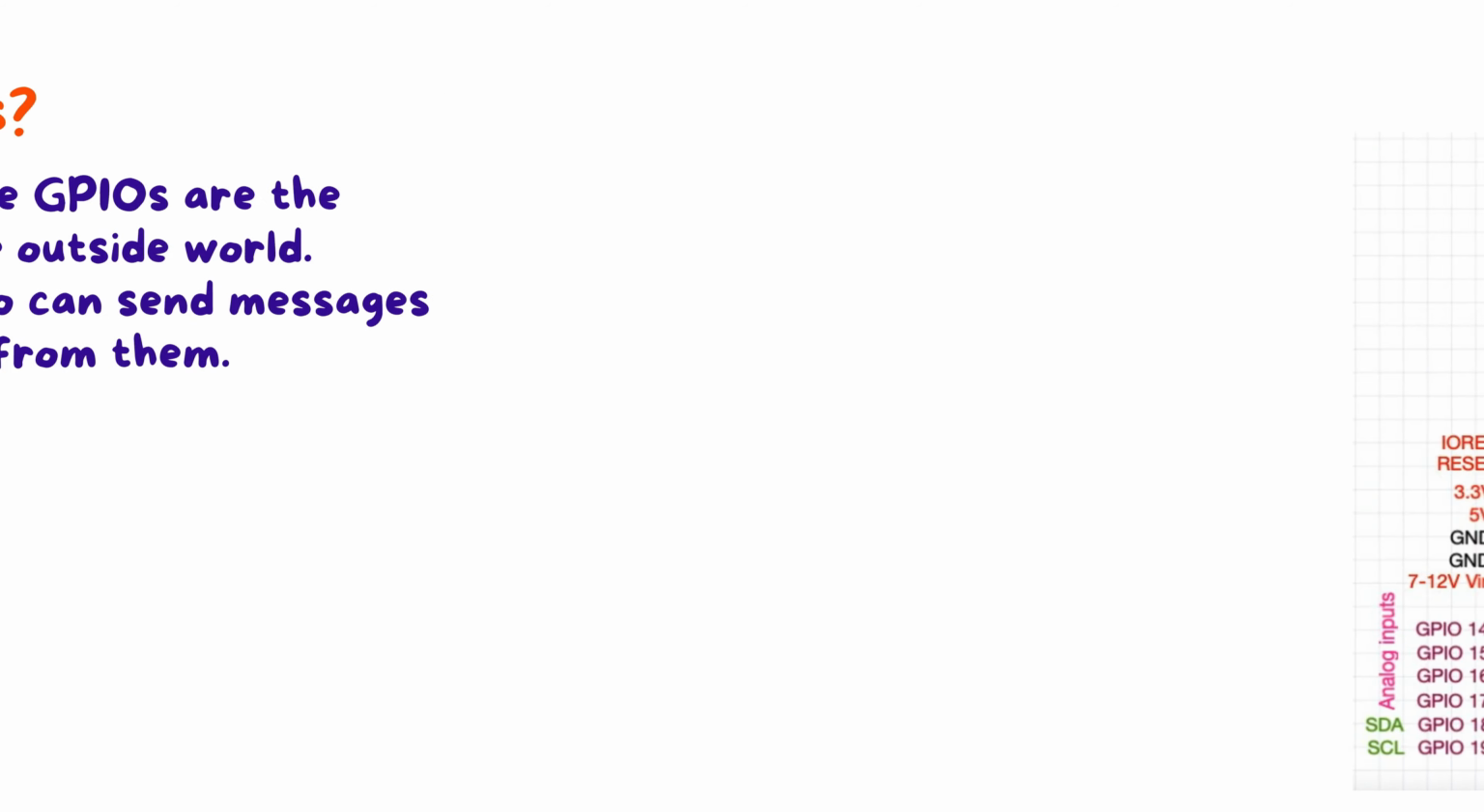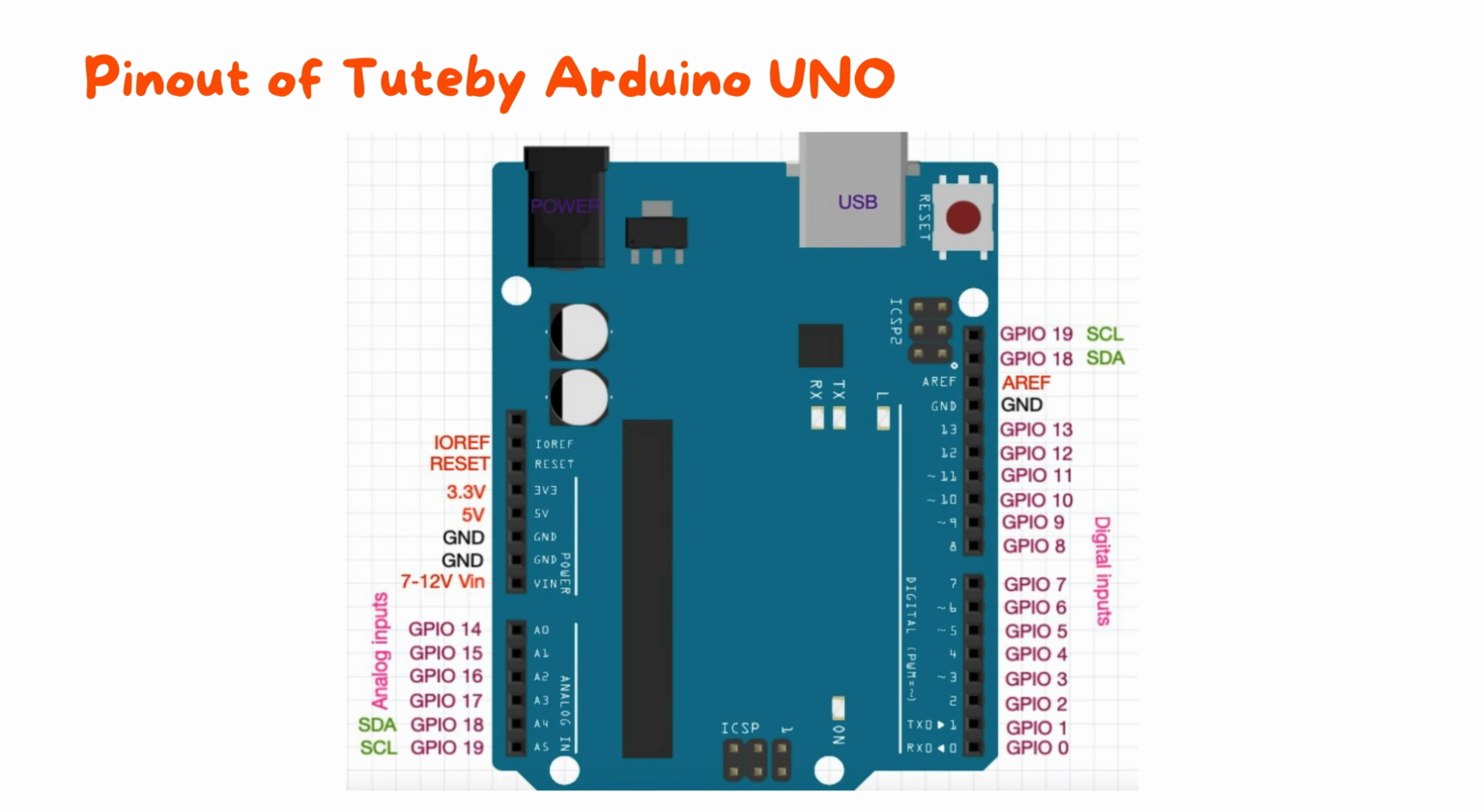This is the pinout of our development board. Like this board, every module or board has its own pinout. In the UNO board, pins are divided into two parts: digital and analog pins.